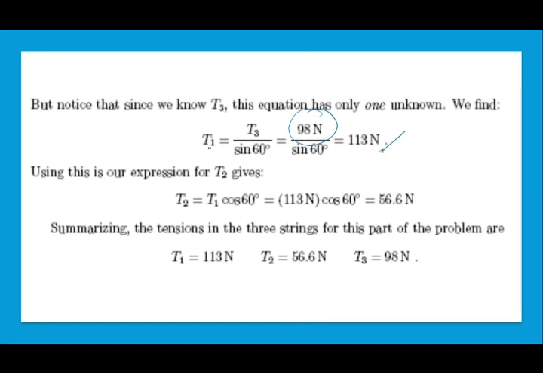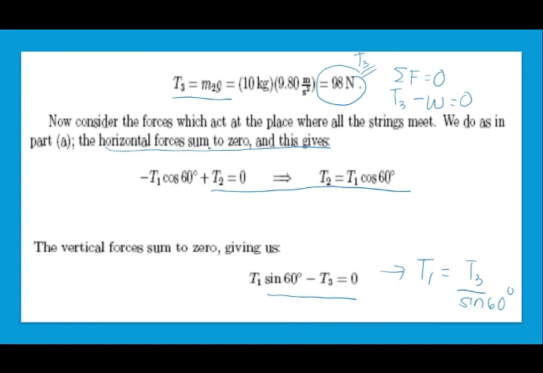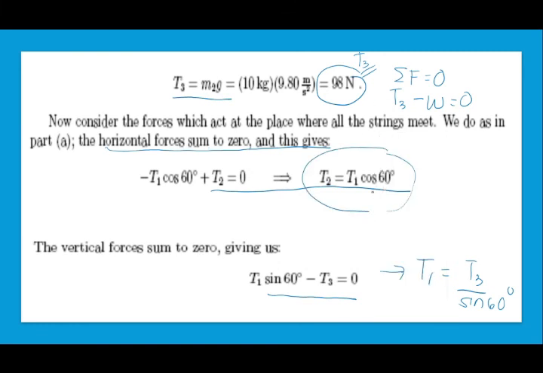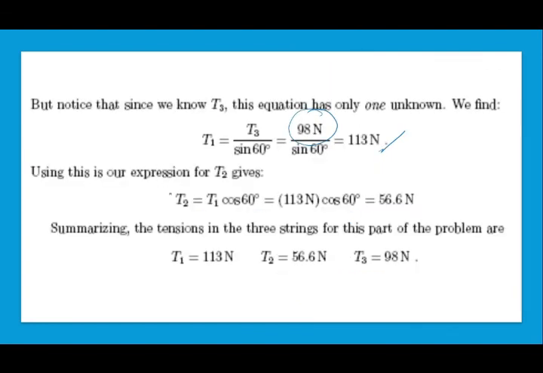Now, going back to the first equation, T2 is equal to T1 cosine 60 degrees. So, multiply natin, nakuha natin si T1, times cosine. So you will get T2, which is 56.6 newtons. So that's how these tensions were solved.